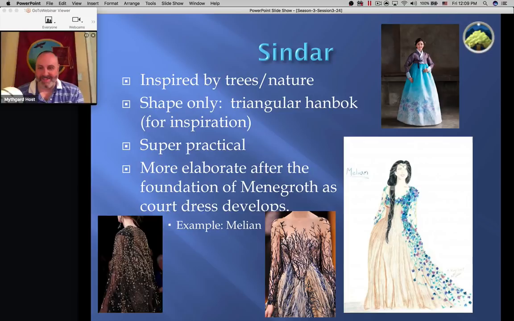And then Mithluin also mentioned, it's in the notes here on this slide, that their court and ceremonial dress would become a lot more elaborate as they established Menegroth. Right. So you can kind of imagine this triangular, pyramidal shape that I'm trying to establish, continuing through but becoming more elaborate as you get to Menegroth.